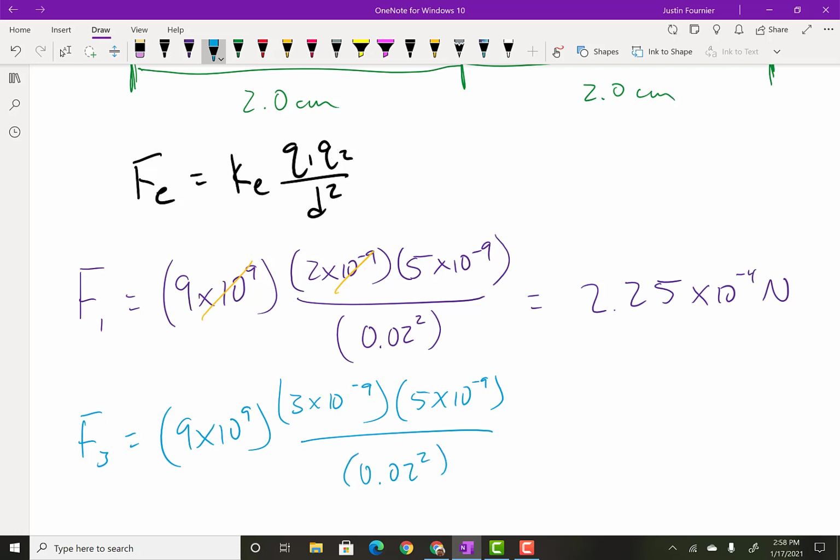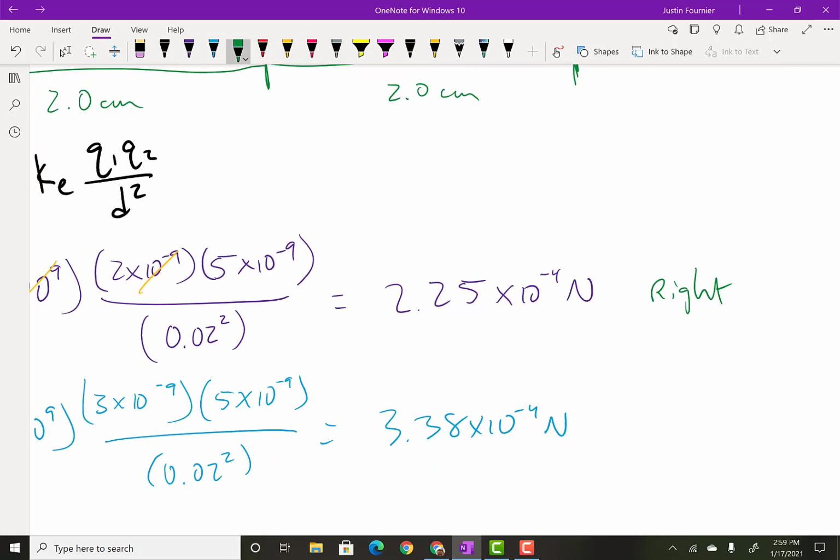So I got 3 times 10 to the negative 9 multiplied by 5 times 10 to the negative 9 multiplied by 9 times 10 to the positive 9, divided by 0.02 squared. And this one I'm getting 3.38 times 10 to the negative 4 newtons. And then this one's also pointing to the right. So direction, you use this to deal with your direction.